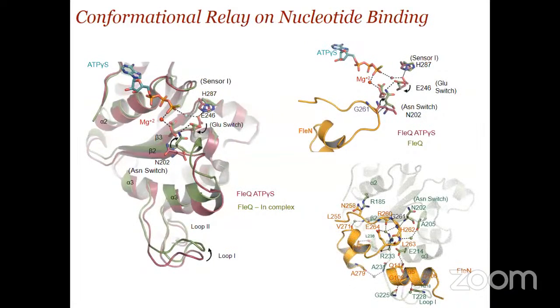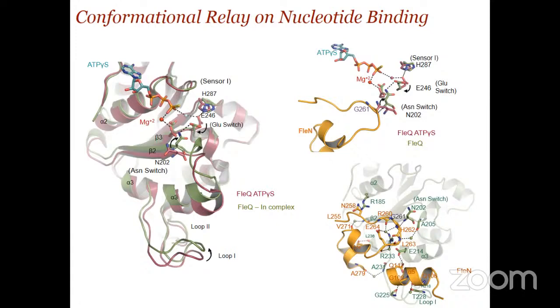There's another interesting observation in the structure we made, which is called a conformational relay on nucleotide binding. So this is FLEQ again, and this is the ATP that is bound. Now we saw that when ATP is not bound in the complex structure, the glutamic acid conformation is changed by 180 degrees. So there's a glu switch that is shutting down. This is the off conformation, this is the on conformation. The on conformation will form interactions with ATP. When ATP is not there, this will flip 180 degrees and will be in the off conformation.